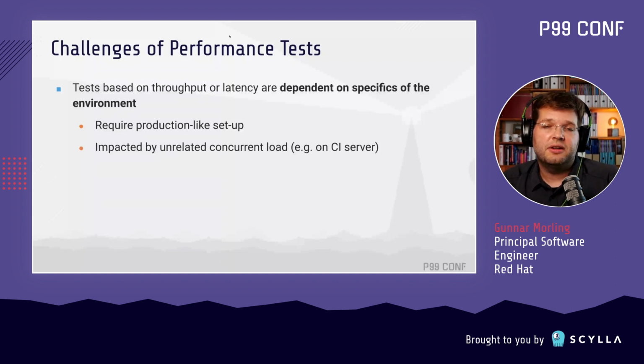And also related to that, of course, there's load on the environment. Let's say you would like to run performance tests on your CI server. Maybe there are other concurrent jobs going on. They would eat lots of CPU cycles, again impacting the results of your performance test. All those things make it very hard to implement meaningful, stable tests based on actual performance metrics like latency or throughput. And this is where JfrUnit comes into the picture.